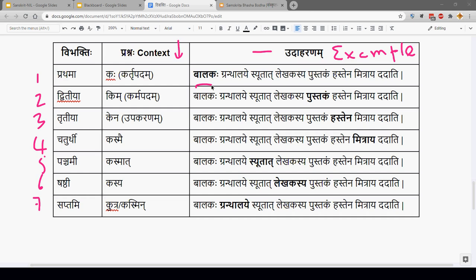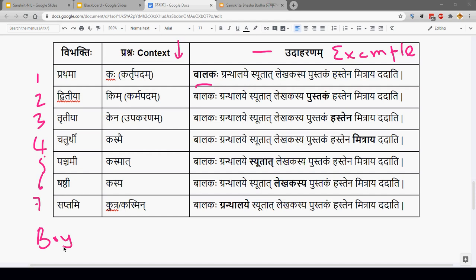So you see all the sentences are the same. Balakaha Granthalaye Syutat Lekhakasya Pustakam Hastena Mitraya Dadati. Now I'll write the meaning of this sentence in English, and then we can compare. Balakaha, a boy. Granthalaye, in the library.